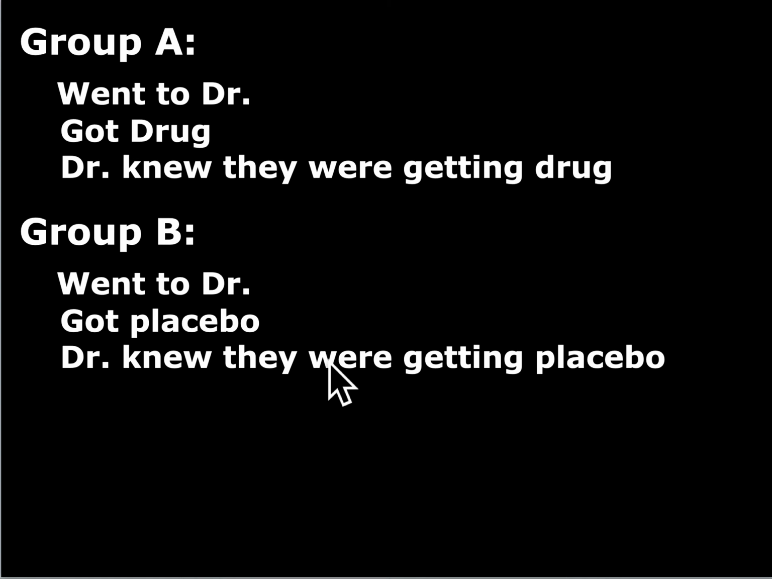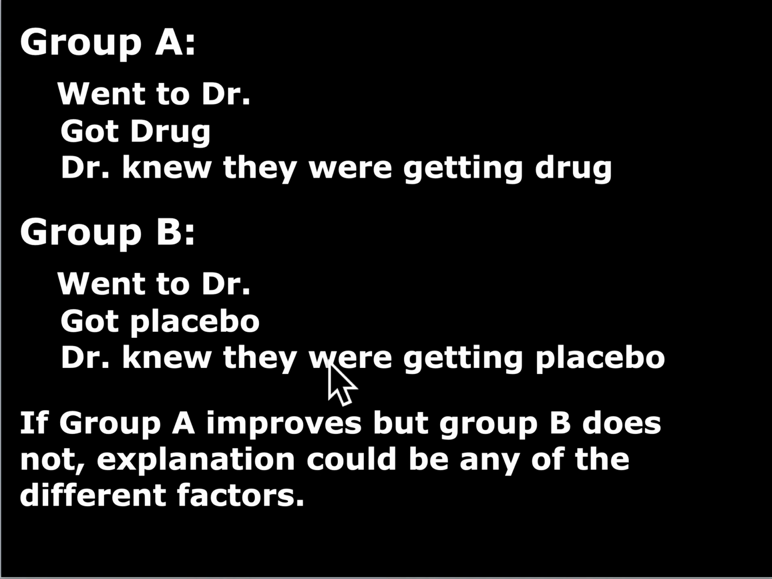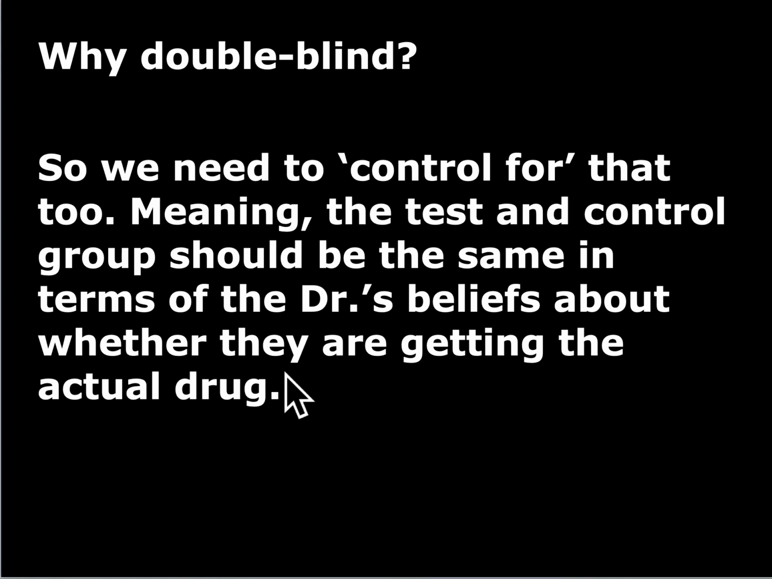Okay, so suppose you didn't make the doctor blind, the doctor knows. Well, if Group A improves, but Group B doesn't, the explanation could be any of the different factors. It might be the difference between drug and placebo, but it could also be the difference between the person giving them their medication knew it was a drug versus knew it was a placebo. Maybe that actually is the difference somehow. So now we have to control for that. How do you control for that? You make both groups the same in this respect. Meaning the test group and control group should be the same in terms of the doctor's beliefs about whether they're getting the actual drug.